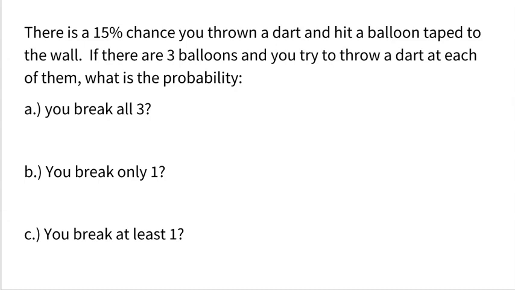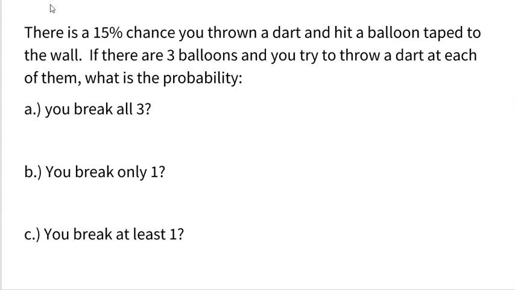All right, if there are 3 balloons, you try to throw a dart at each of them. Now, I have to assume that I'm not going to get better or get worse. I'm not going to feel better, like, oh, I popped one, all right, now I'm feeling good, now the chance of me popping the next one goes up. Oh, now I hit 2 in a row. No, I have to assume independence. That means that if I make or break the first balloon, that will have no impact if I make or break the second balloon. It'll stay 15%. It's not going to go up if I start doing good. It's not going to go down if I start doing bad. You got to assume independence here.